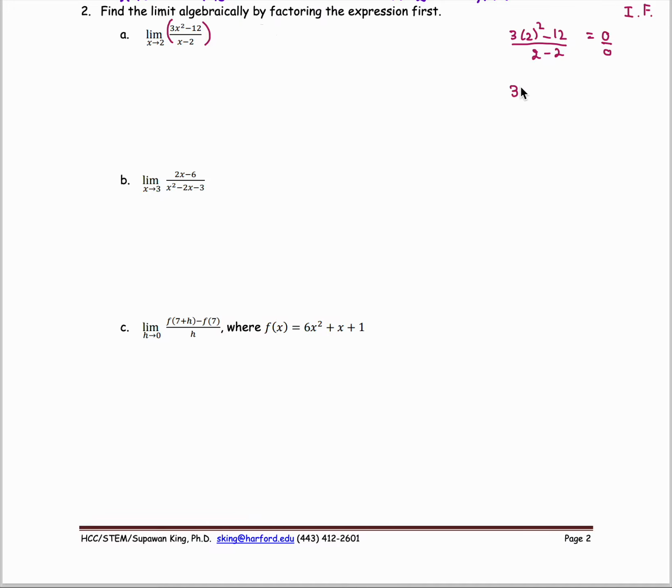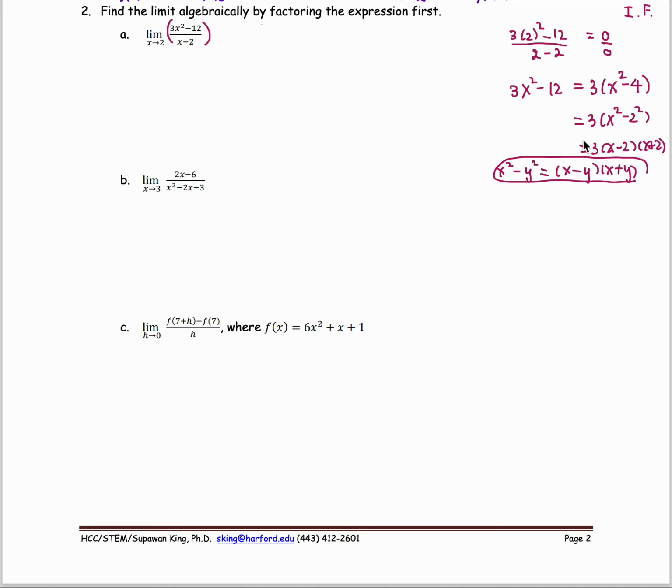First, when you have 3x squared minus 12, we see the greatest common factor 3. So 3 times x squared minus 4. And x squared minus 4 is a difference of two squares, or you can recognize it as x squared minus 2 squared. Therefore, it can be factored as x minus 2 times x plus 2. If you don't recall, make a note: when you have x squared minus y squared, you can make it a product of x minus y times x plus y.